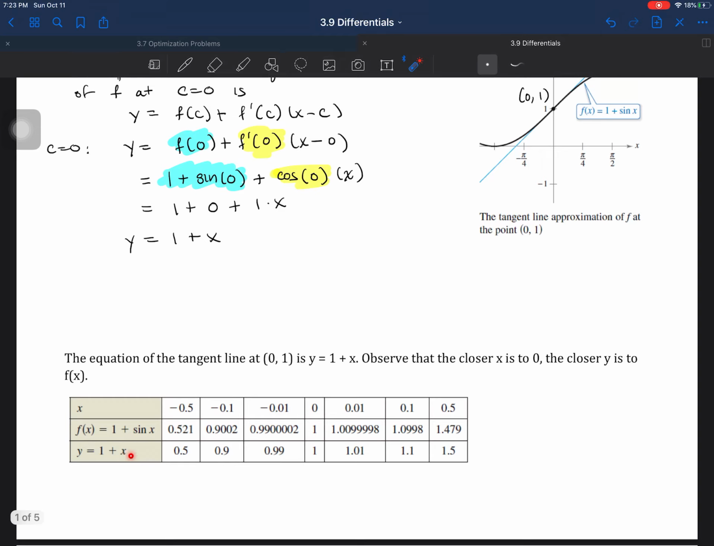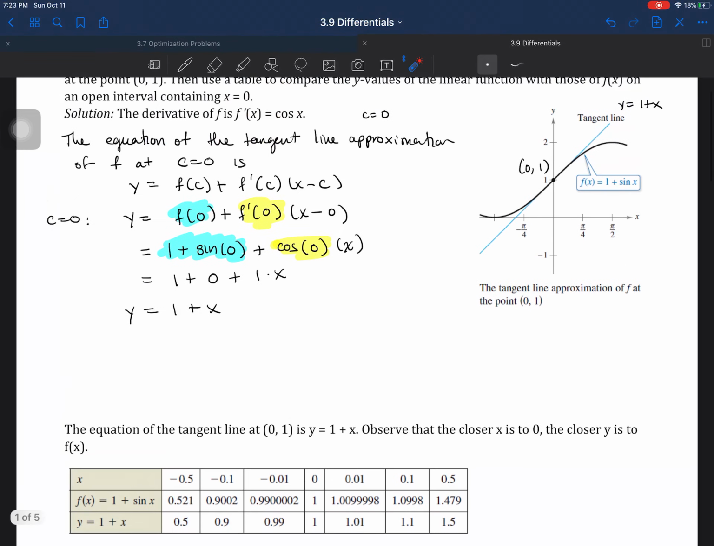But when you do it for the approximation, for this tangent line, which is trying to approximate these values, we see that we get 0.5, which is kind of off, right? But then we get pretty close over here, 0.9, and we get even closer right here, and then we get closer here. We're pretty close here, we're getting further apart. So what we're saying here is the closer you are to the point of reference, which is in this case x equals c, the approximation error will be smaller, right?